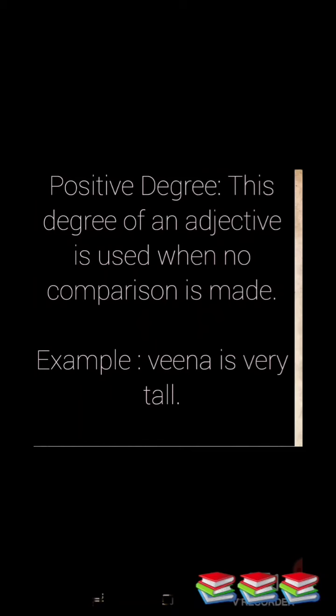Positive degree. This degree of an adjective is used when no comparison is made. If there is no comparison, it comes under positive degree. Example, Veena is very tall. Here I am not comparing Veena with anyone, so there is no comparison. If there is no comparison, you can say it's a positive degree of an adjective.